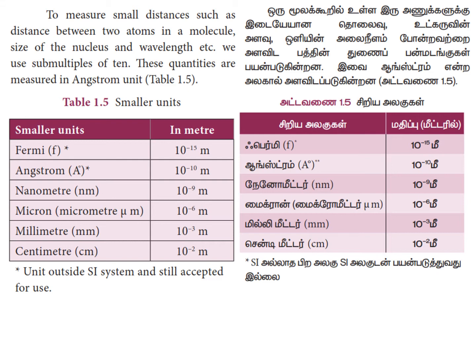To measure small distances such as distance between two atoms in a molecule, size of a nucleus, and wavelength, etc., we use some submultiples of 10. These quantities are measured in Angstrom unit. Smaller units in meter. Fermi F, 10 power minus 15 meter. Angstrom, 10 power minus 10 meter. Nanometer nm, 10 power minus 9 meter. Micron, 10 power minus 6 meter. Millimeter, 10 power minus 3 meter. Centimeter, 10 power minus 2 meter. Units outside SI system and still accepted for use.